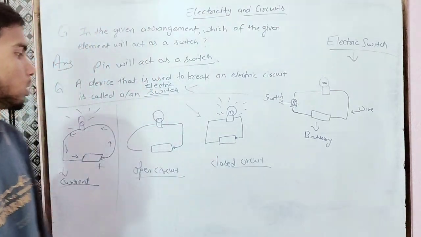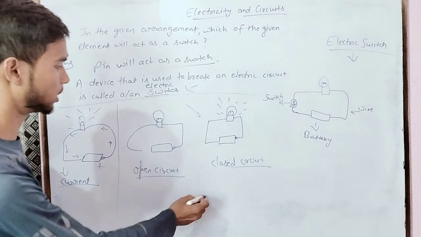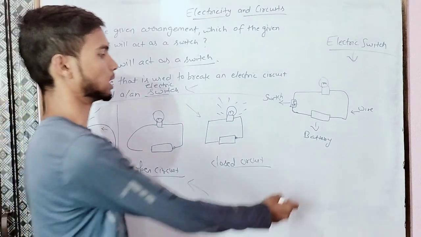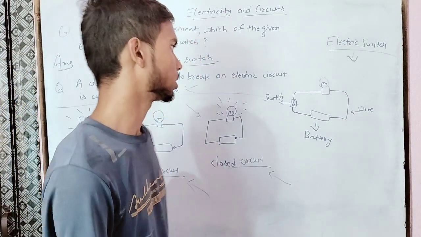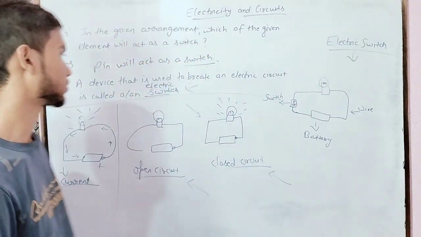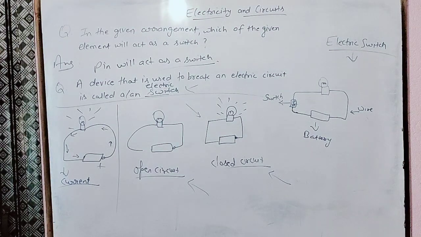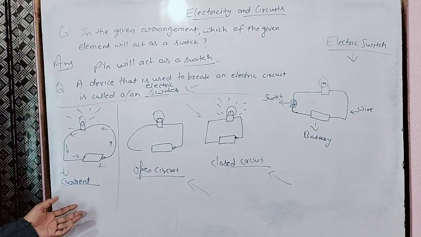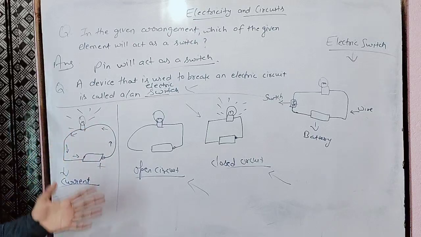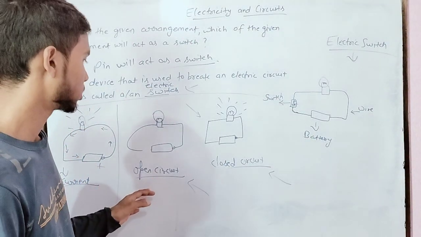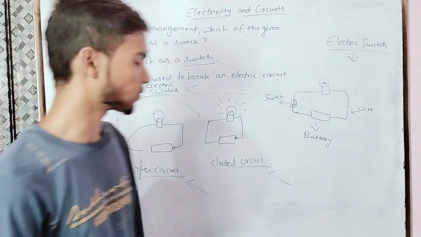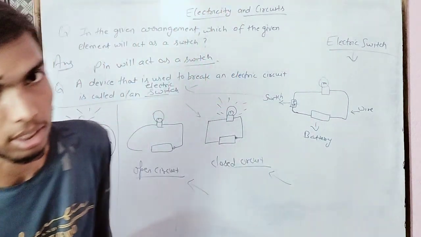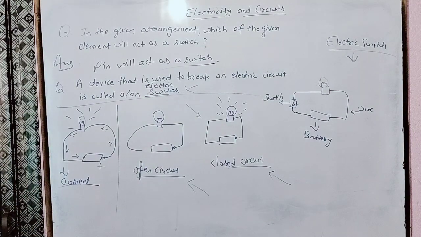Bulb will glow. So in this, the wire was broken. In this, nothing is broken. Nothing is removed. So from this figure, we understood what is the direction of a current, what is a figure of an open circuit, and what is a diagram of a closed circuit. So these were those images.